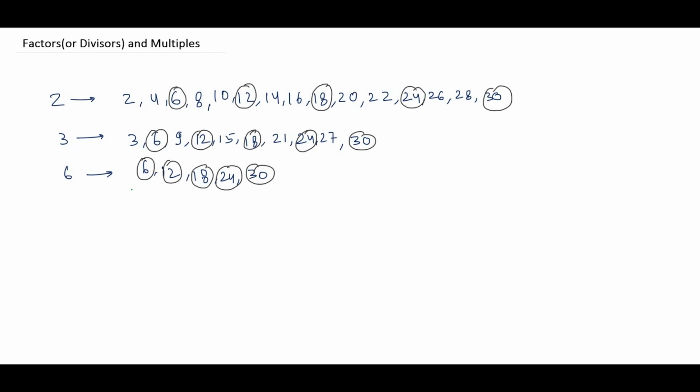So what is the least common multiple? First of all, these are the common multiples, right? So 12 is a common multiple of all the three, 18 is a common multiple of all the three and so on. From these common multiples, 6 is the smallest common multiple of all these, right? So we write, the least common multiple of 2, 3 and 6 is 6, right?